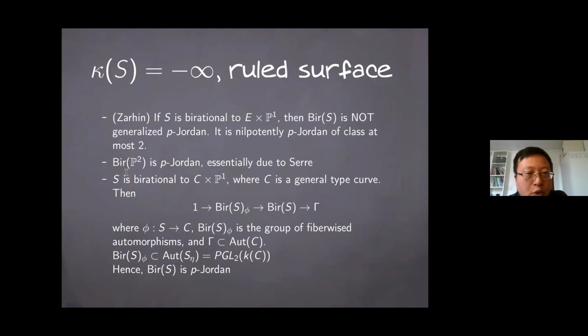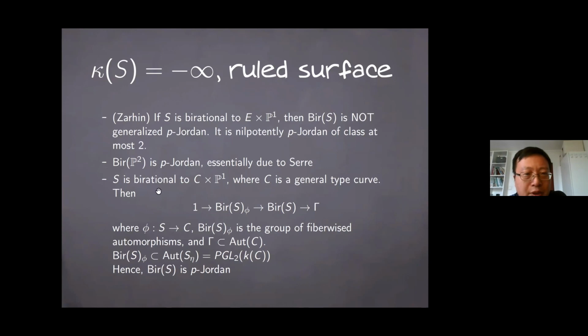And for the Cremona group of rank 2, this is pseudo-Jordan because it contains automorphisms of P2, which contains automorphisms of P1, so it cannot be Jordan. This proof is essentially due to Serre, and also the previous argument by the minimal model program: either you get a del Pezzo surface or a P1 bundle. In both cases you can find some bound. If you choose carefully, you can find an effective bound, but it may not be sharp.